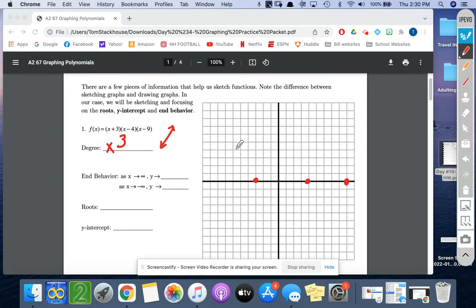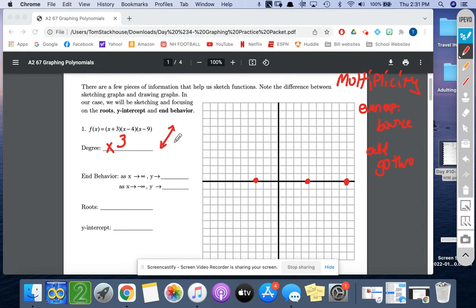Now, something to point out that we talked about in class the other day: this thing called multiplicity. Multiplicity is just talking about how our graph is behaving at the roots. If it's an even exponent on a parentheses, it's going to bounce off that point. If it's an odd exponent, it's going to go through. So let's take a look.